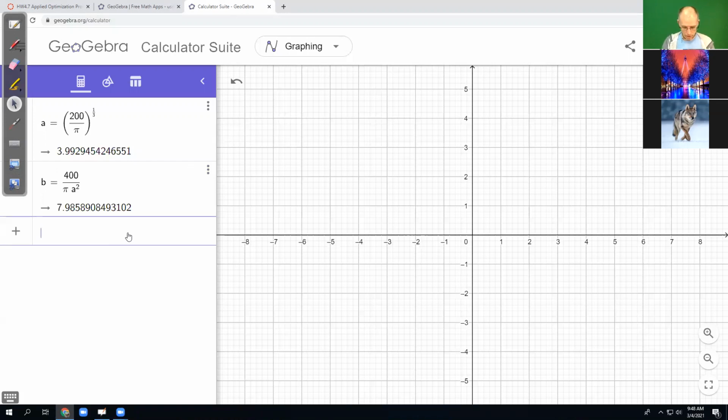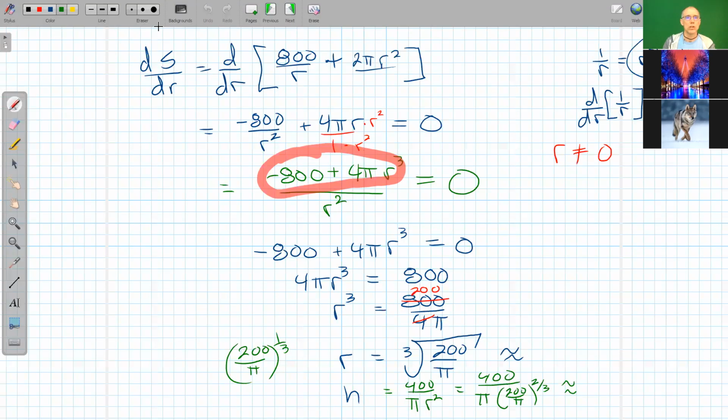And then look at the graph of this. So here I'm going to graph S of X. I have to use X. And I had 800 over X plus 2 pi X times X squared. Make sure I got that right. 800 over R plus 2 pi R squared, yeah.